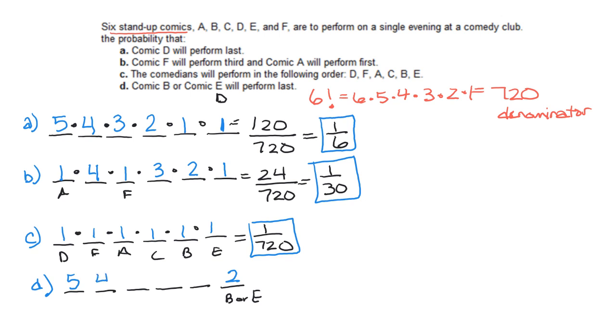And then from here, we decrease and multiply all this together. We're getting 240 divided by our denominator, 720, and that reduces to 1/3.